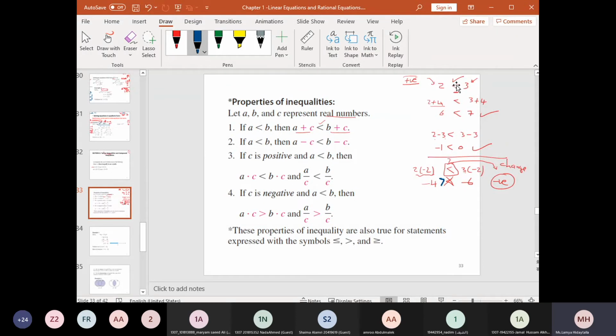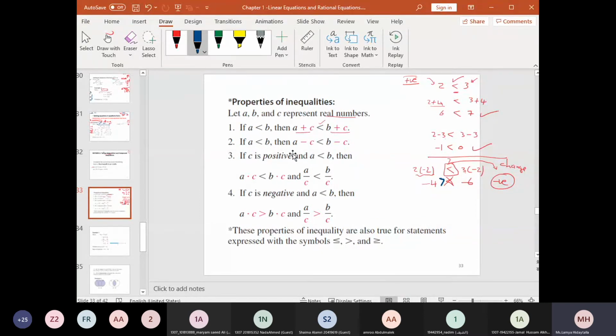But if you divide over a negative number, you have to change the inequality. بدل ما كانت less هتبقى greater. Clear؟ يبقى if you add it, it will remain the same. If you subtract, it will remain the same.